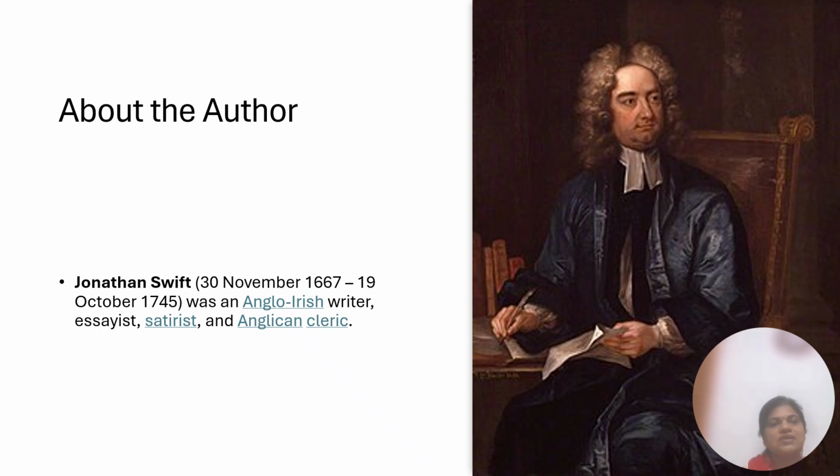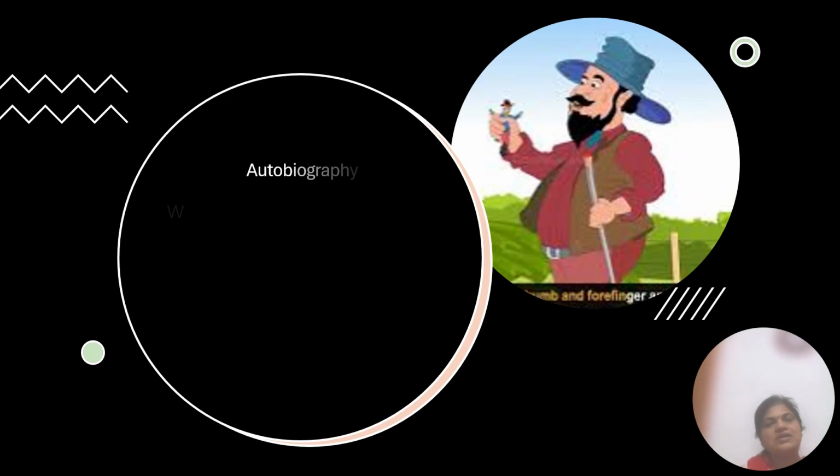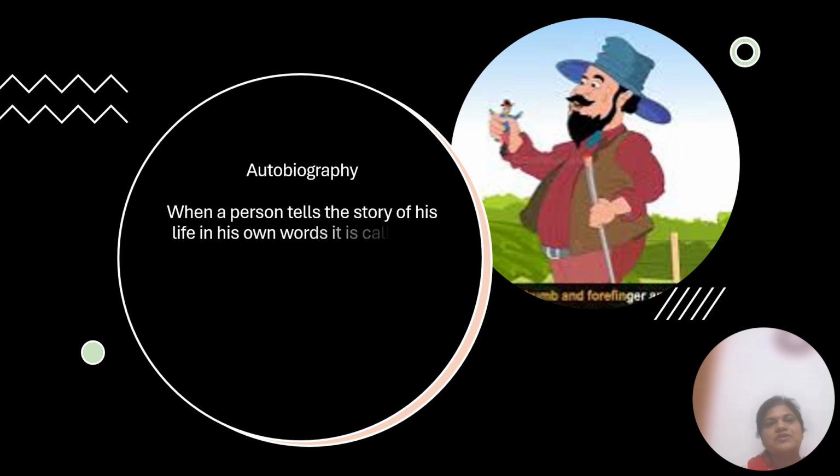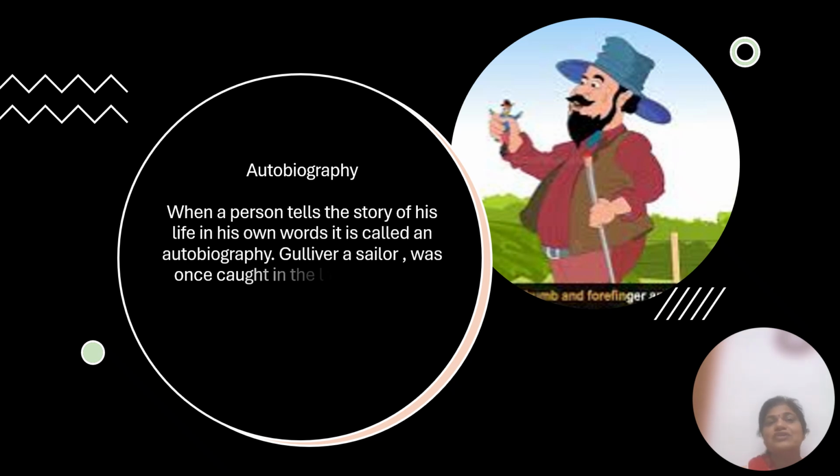About the author, Jonathan Swift was born on 30th November 1667 and died on 19 October 1745. He was an Anglo-Irish writer, essayist, satirist, and Anglican cleric. The story is an autobiography. When a person tells a story of his life in his own words, it is called an autobiography.